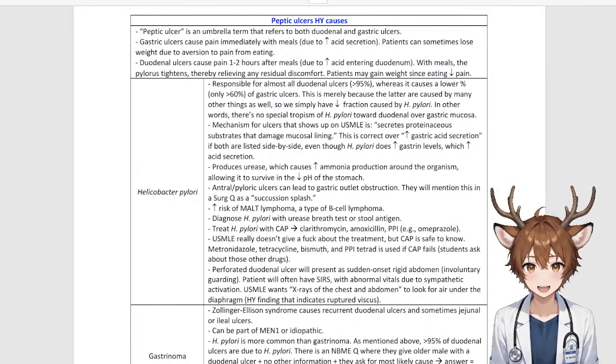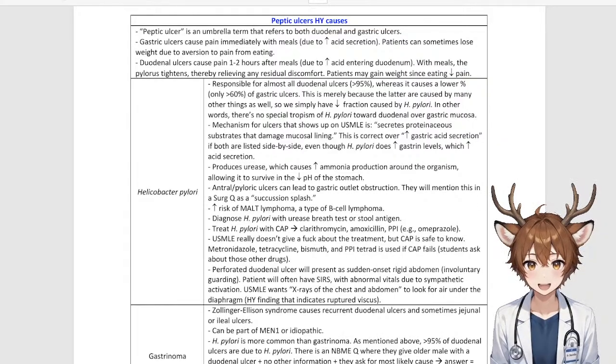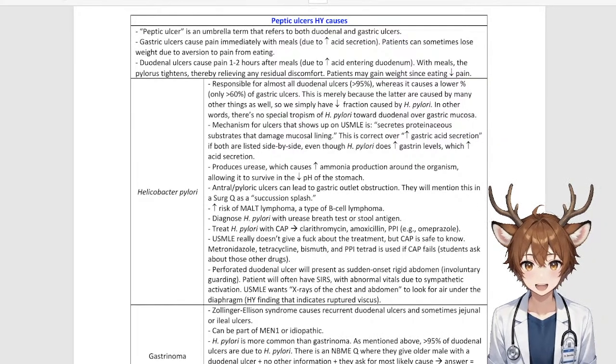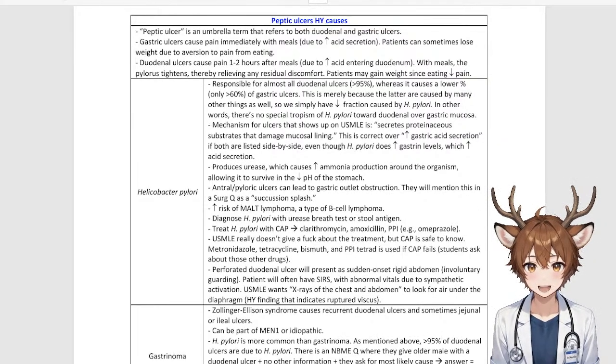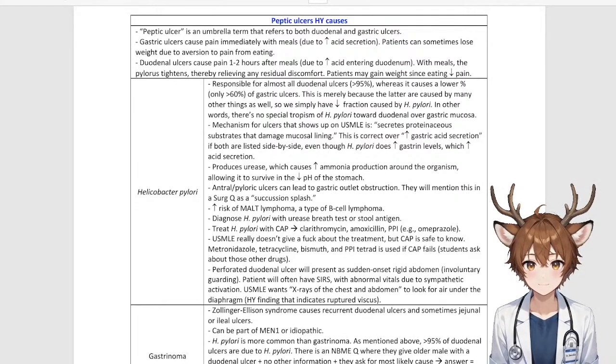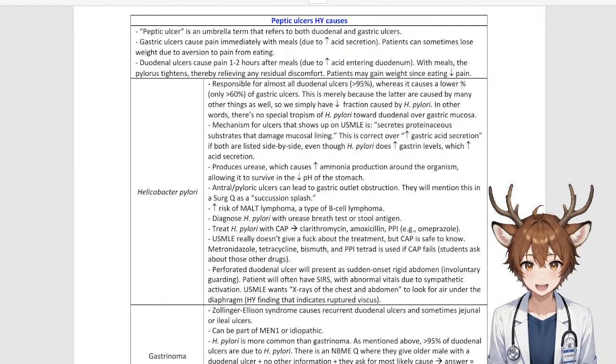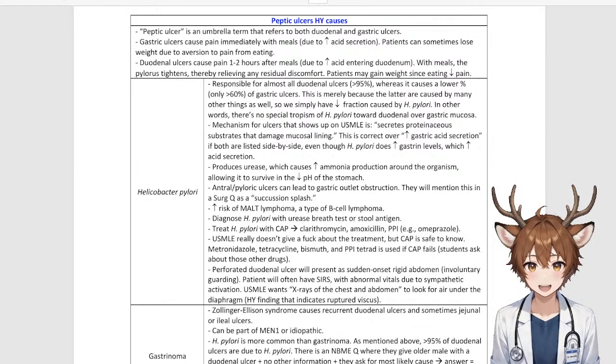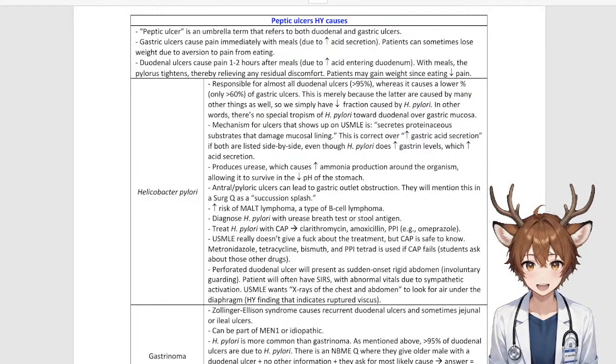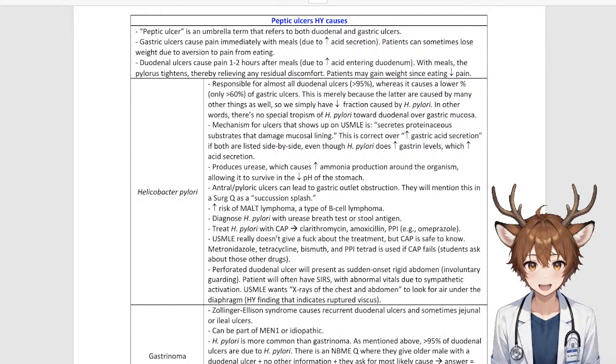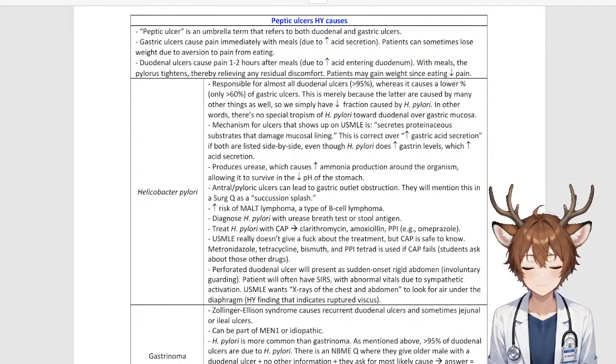Antral/pyloric ulcers can lead to gastric outlet obstruction. They will mention this in a surgery question as a sort of red herring. Elevated risk of MALT lymphoma, also called a maltoma, a type of B-cell lymphoma. Diagnose H. pylori with urease breath test or stool antigen. Treat H. pylori with CAP: clarithromycin, amoxicillin, and a PPI like omeprazole.